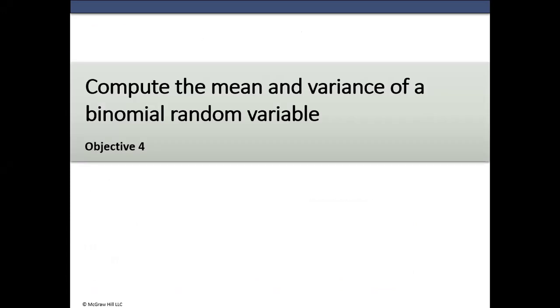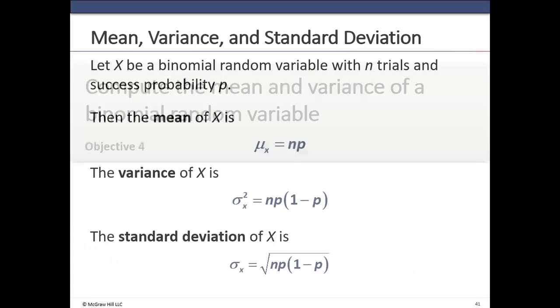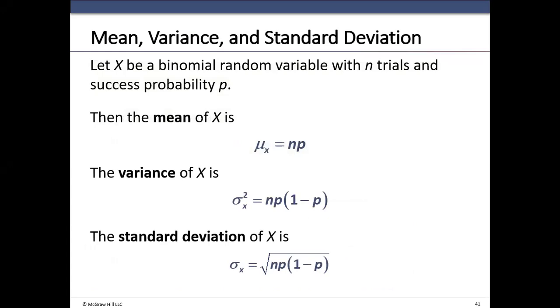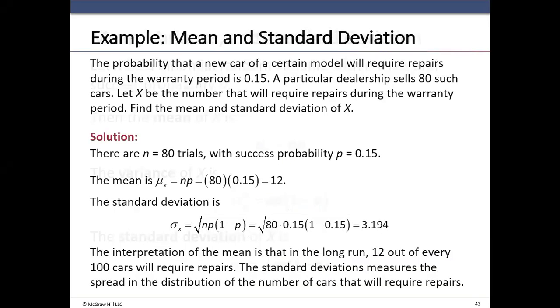Compute the mean and variance of a binomial random variable. Mean and variance. Mean is given by this formula, mu is equal to n times p. That means number of trials times probability of success. Variance is given by n times p, probability of success, times 1 minus p, which is probability of failure. So to get the standard deviation, we'll take the square root of the variance.